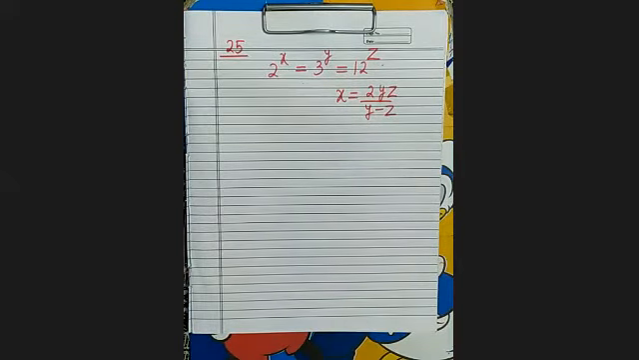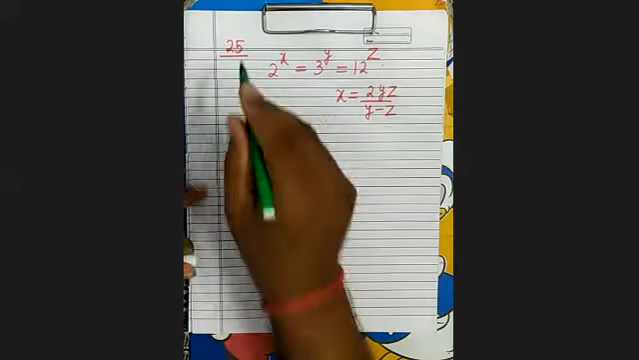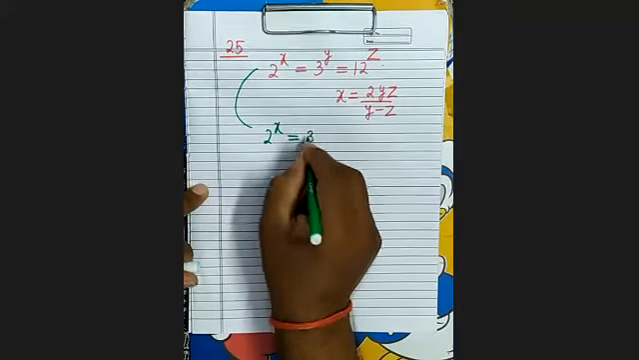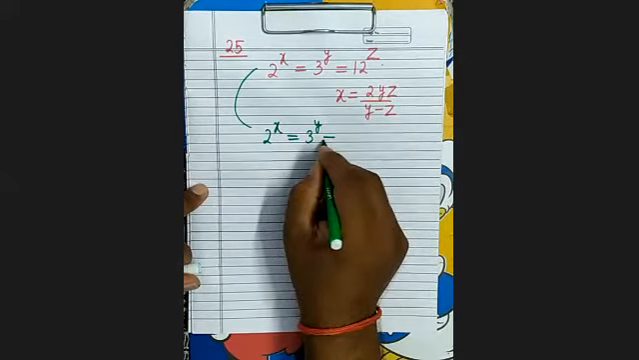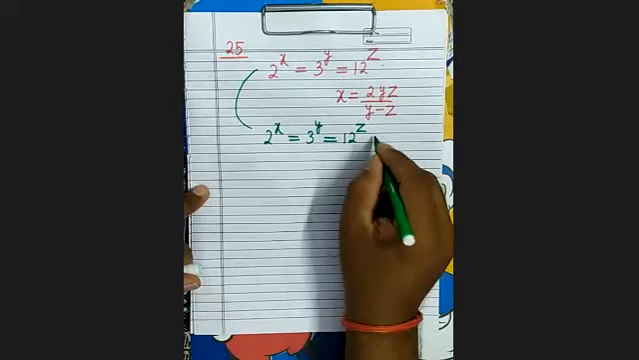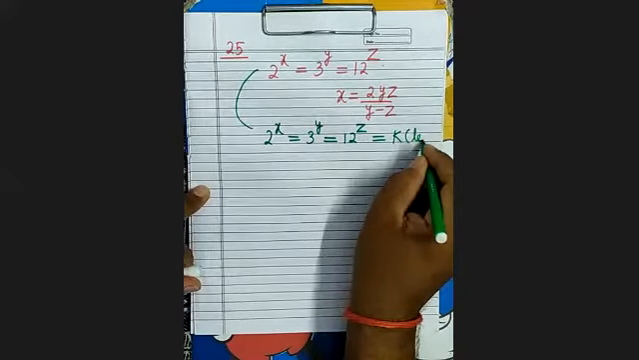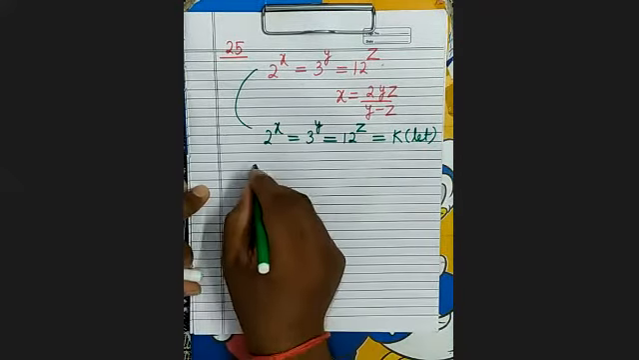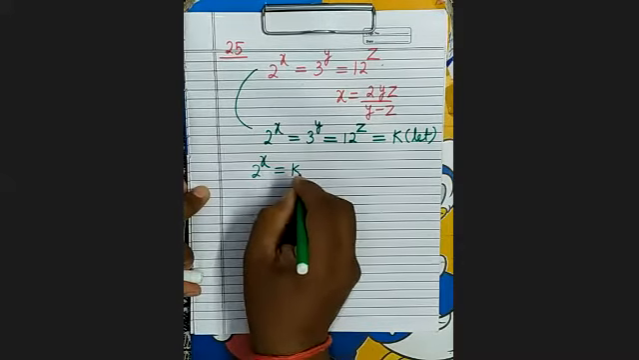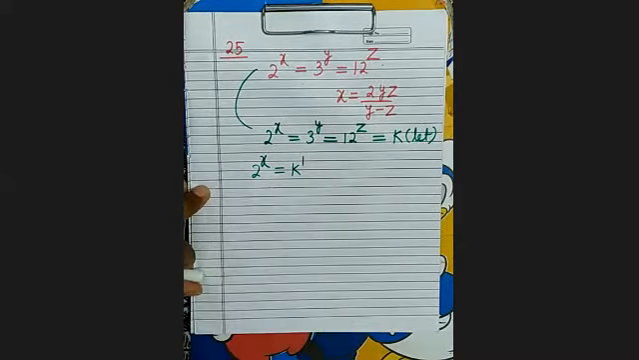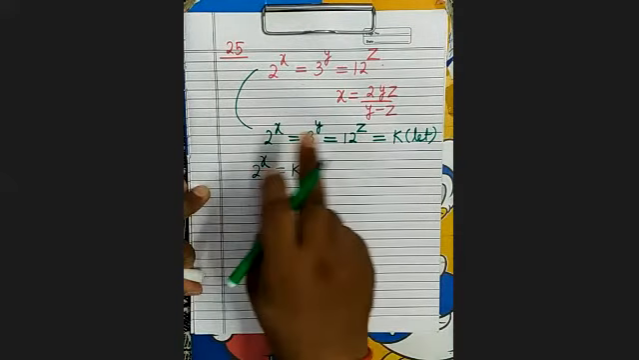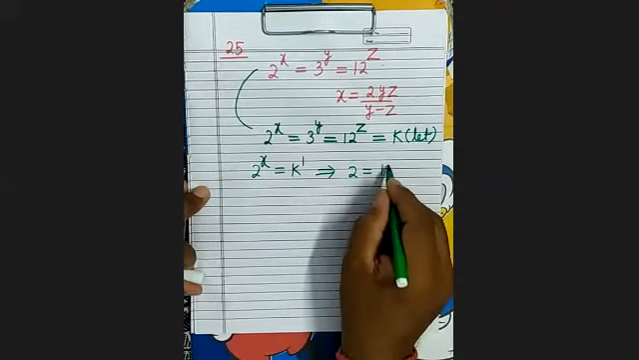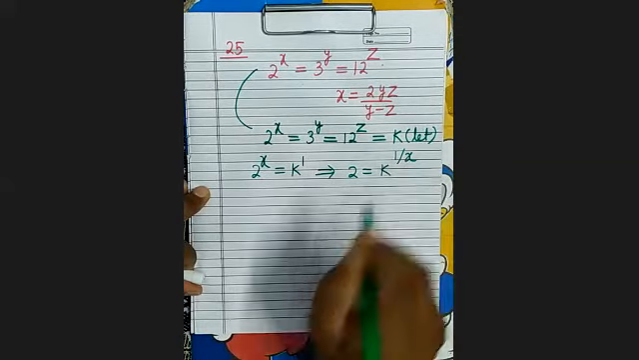So we will start from the given. 2 to the power x equals 3 to the power y equals 12 to the power z equals k. We have assumed it as k. So 2 to the power x equals k. There is no power, meaning power 1. When you take x to that side, what will you get? 2 equals k to the power 1 upon x.